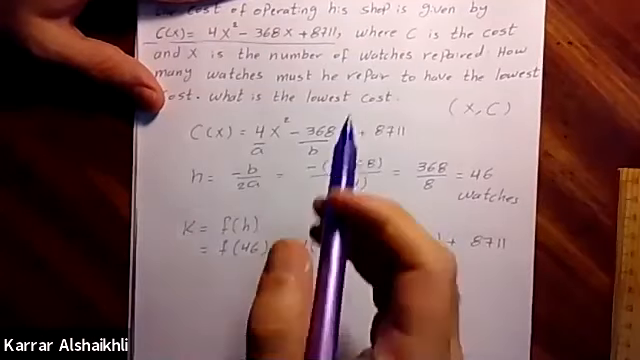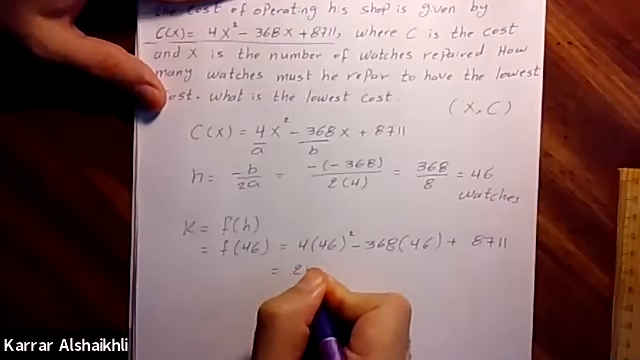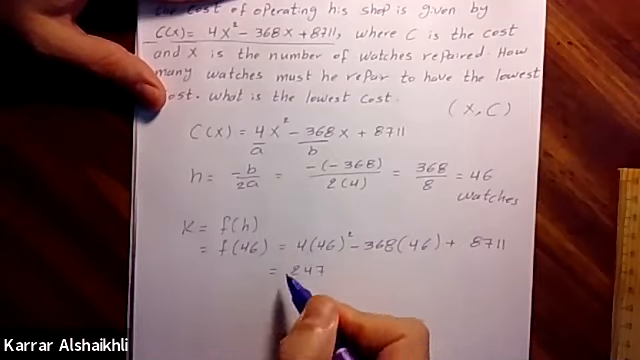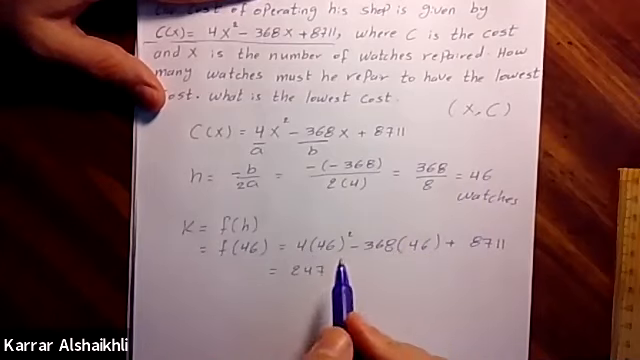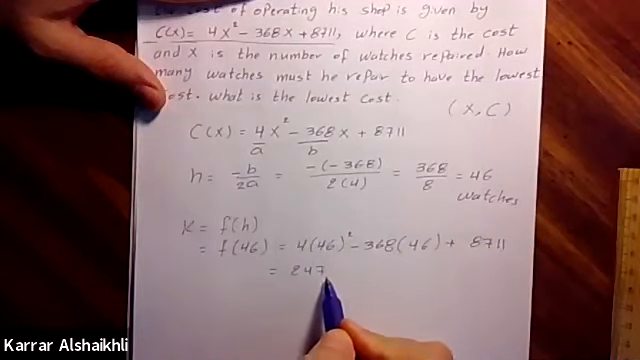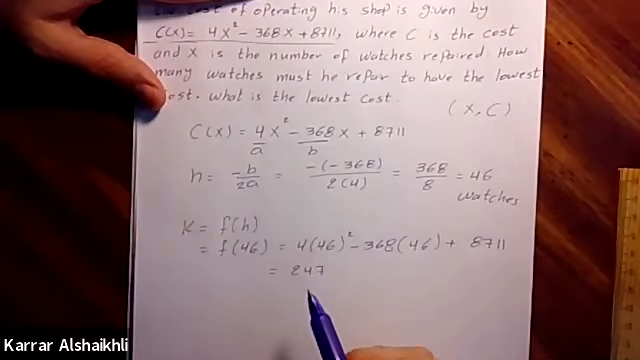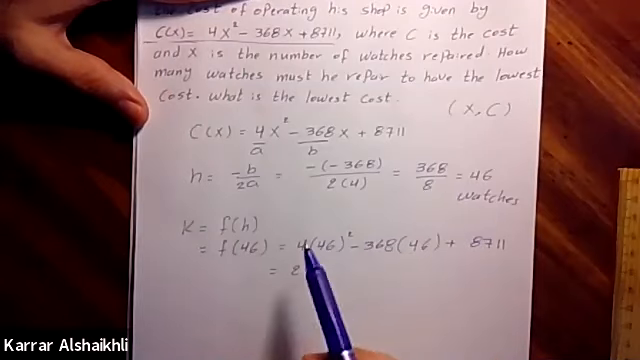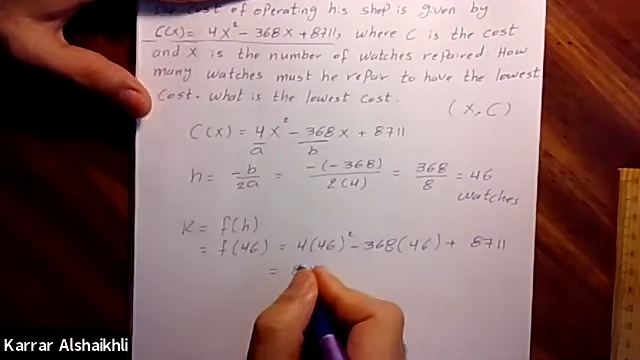So I made a little change here with this number, because when you plug in this one now, you get 247, which is a positive number. That means this is the minimum cost, the lowest cost. If he repaired 46 watches, it costs him 247. That's why he needs to repair more, so you're going to get the profit. If you repair 46, the cost is 247. That means this is the k.